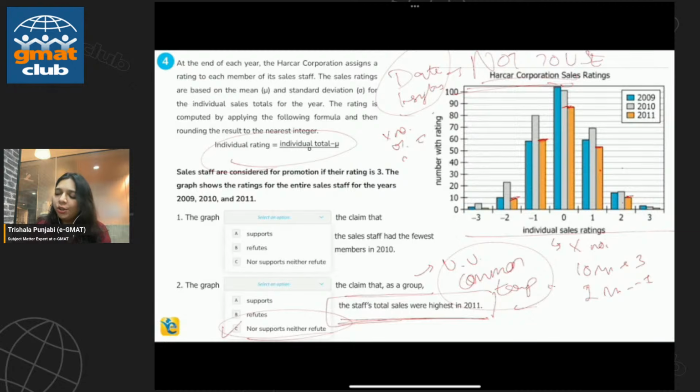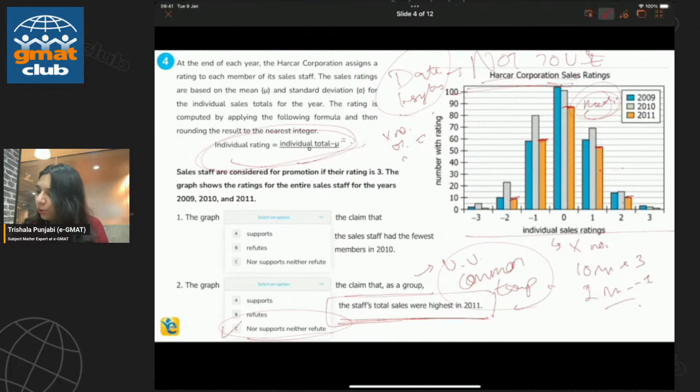The formula is just to show that this is based on comparison to the median. It's not an absolute number. It's not an absolute value. That's what they try to throw us off with. That's what we need to figure out, which data to use and which data not to use.